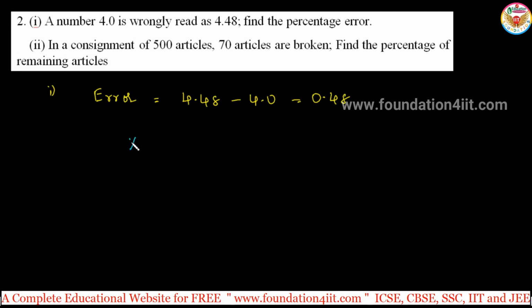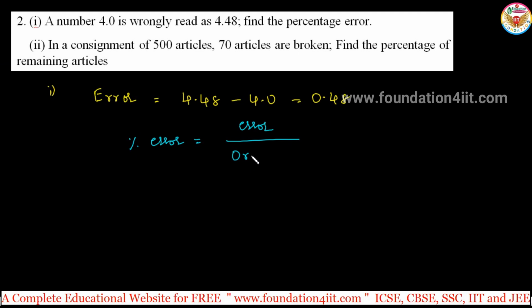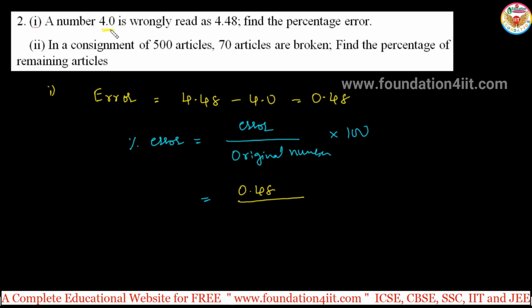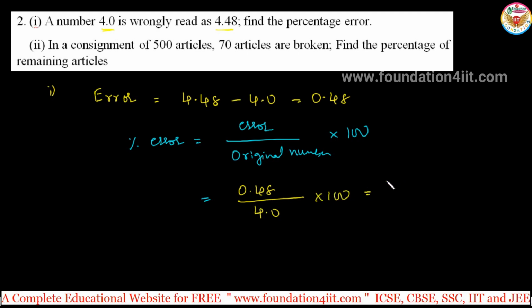Now, percentage error is the error divided by the original number, what they were supposed to read, into 100 to convert into percentage. So in this problem, the error is 0.48 divided by the original number, which is 4.0, into 100. So 0.48 into 100, 48 by 4, that is 12. So 12% is the error. Right.